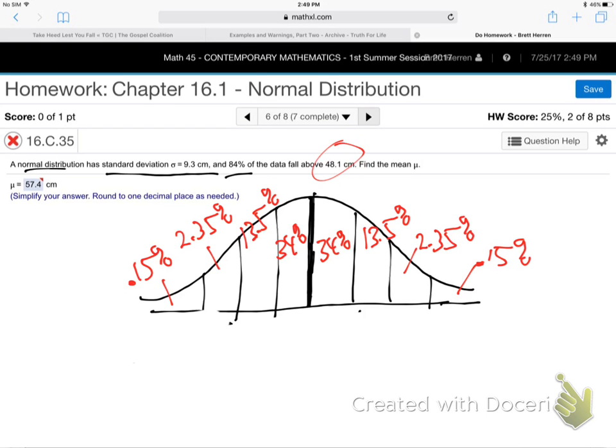Well, where? How do you know where? Well, what does it say? The 48.1 is at one of these lines. How do you know which one? Well, it says that 84% are above it. Above means to the right, right? Below is left, above is right.